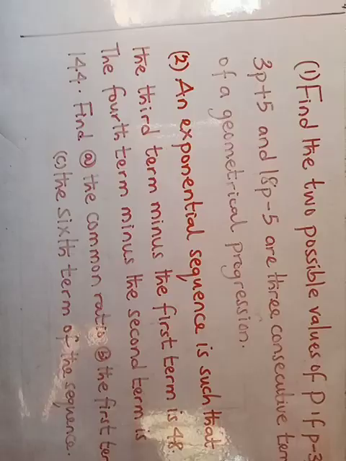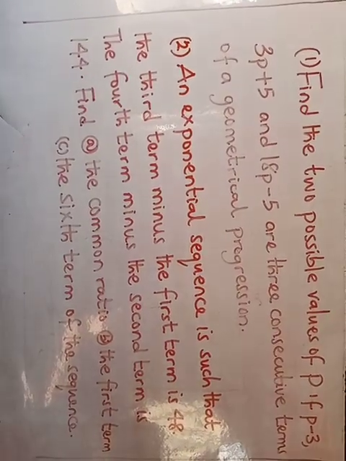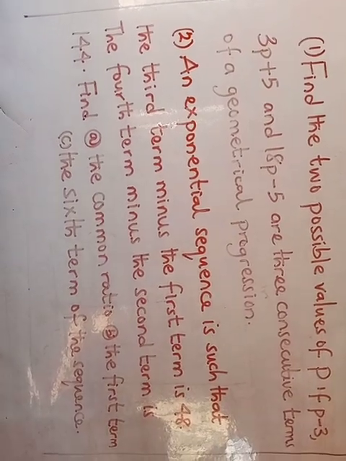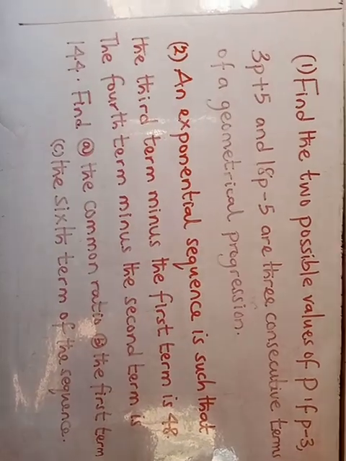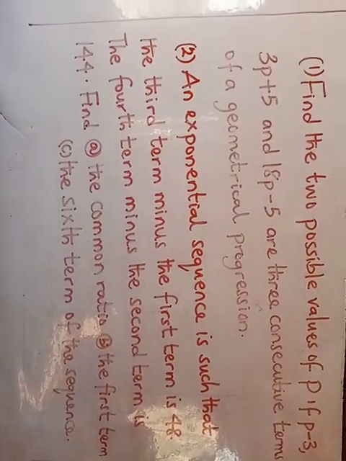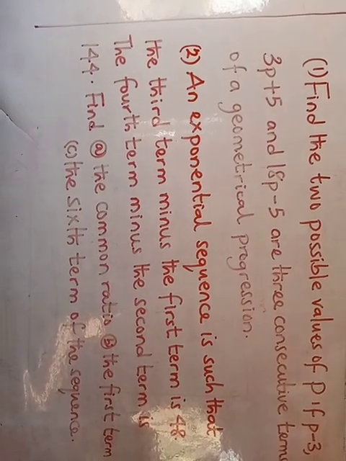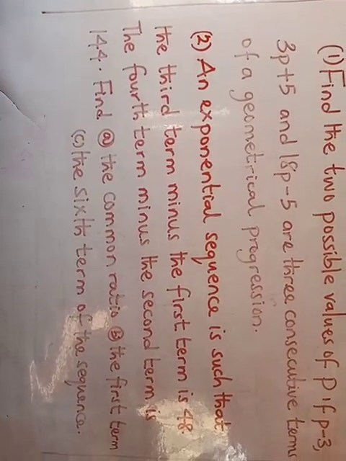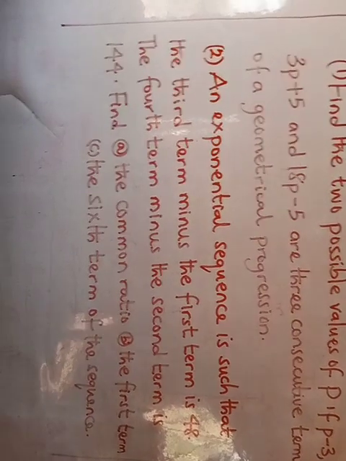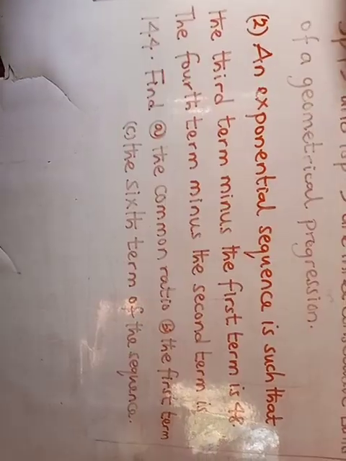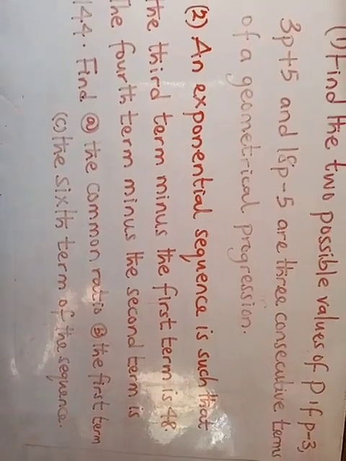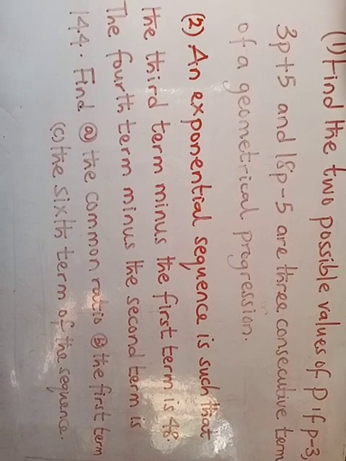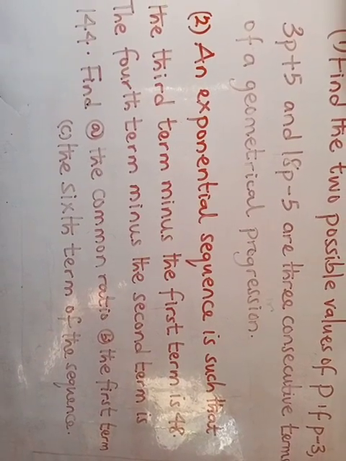These questions are left for you as a means of assessment. You want to assess yourself now, so attempt these questions. Find the two possible values of P if P minus 3, 3P plus 5 and 18P minus 5 are consecutive terms of a geometrical progression. Now the second one: an exponential sequence is such that the third term minus the first term is 48, and the fourth term minus the second term is 144. You have to find the common ratio, the first term and the sixth term of the sequence.